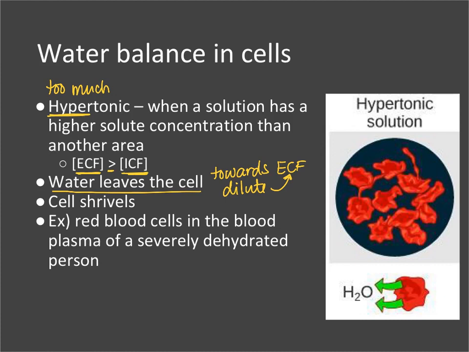Now, the problem with this is that the cell is going to shrivel. So we can see here that these are supposed to be nice, round red blood cells, but you can see that they're shriveling. And that's because as the water leaves the cell, it causes the cell to shrivel. And a shriveled cell can't do its job and can lead to health problems or even death.